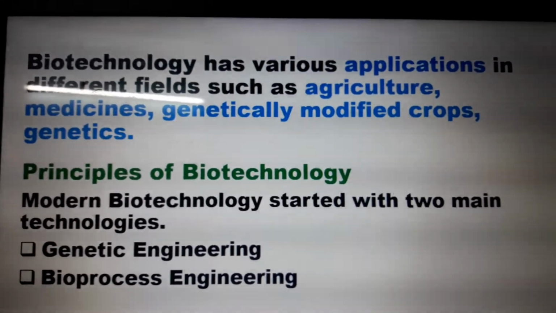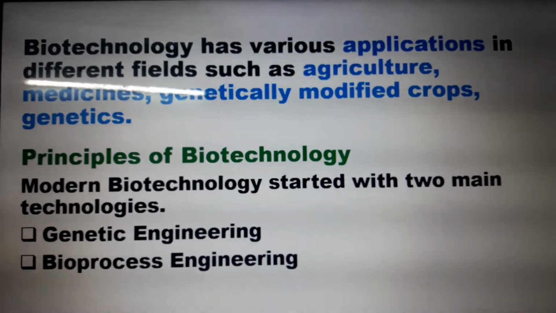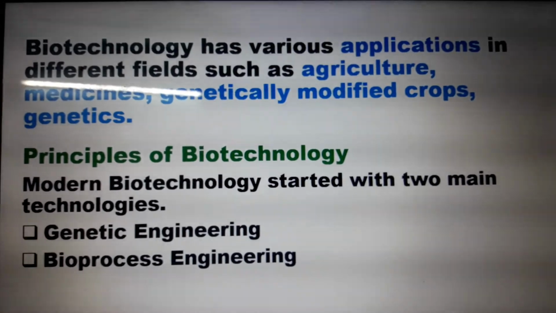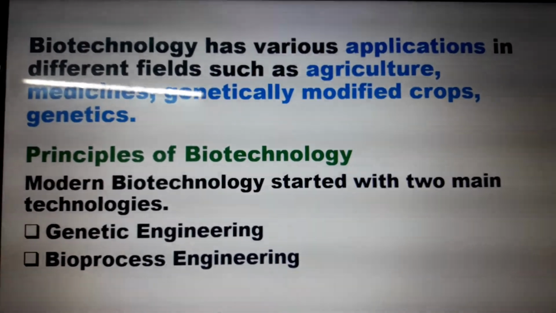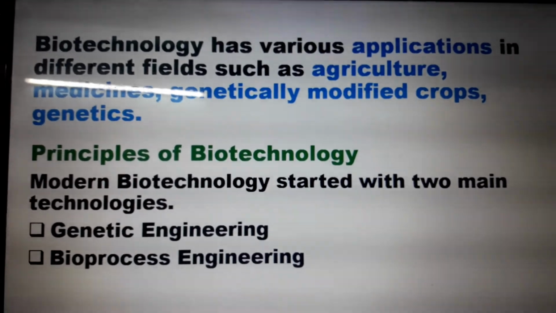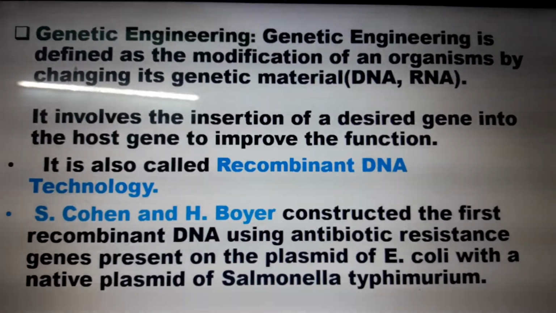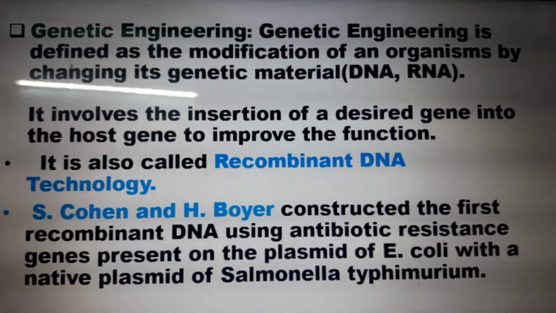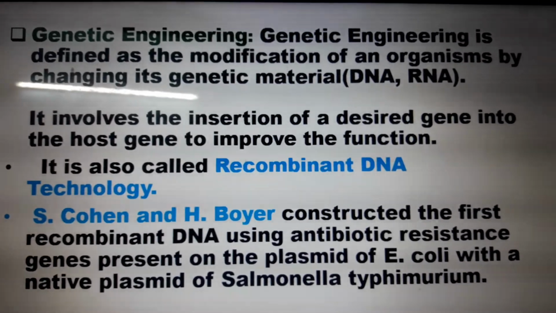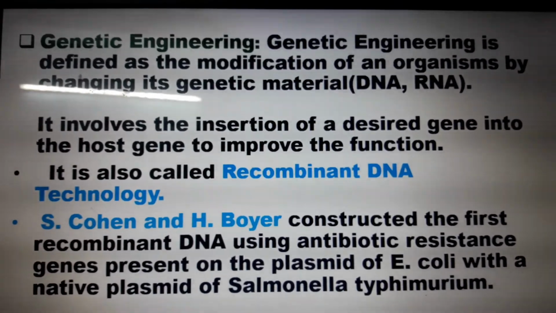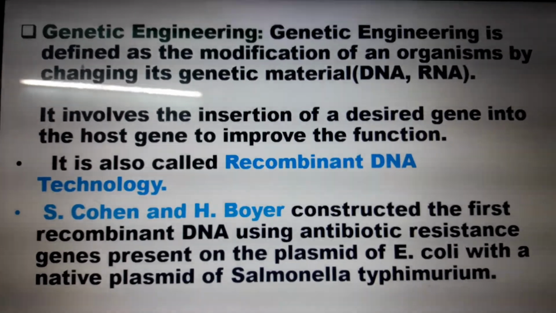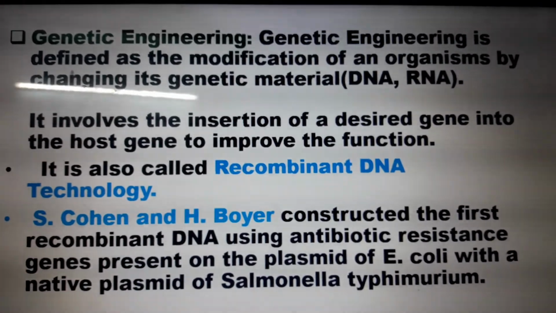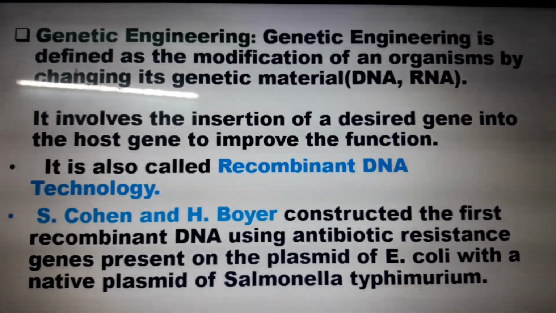Principles of biotechnology. Now we should understand what are the principles of biotechnology, means how they work. Okay. There are two main principles. First is genetic engineering and the second is bioprocessing. What is genetic engineering? Genetic engineering is defined as the modification of an organism by changing its genetic material. All of us know that our body has some genetic material like DNA or RNA. If we change that DNA and RNA, that is called genetic engineering.